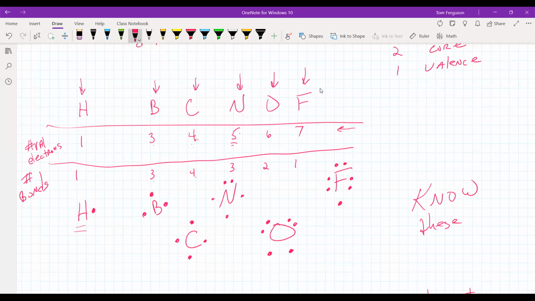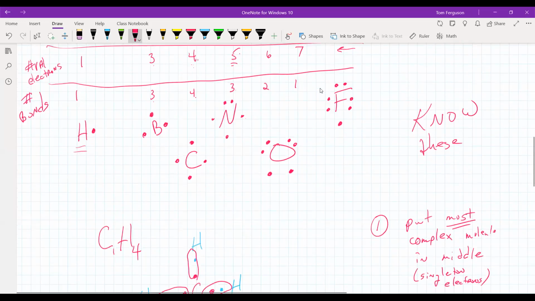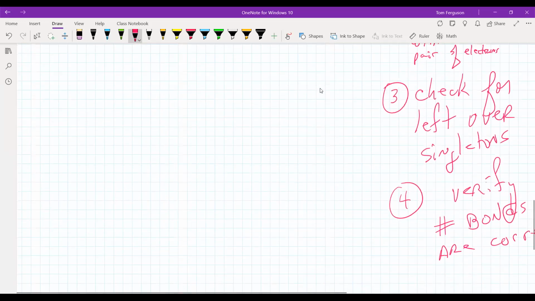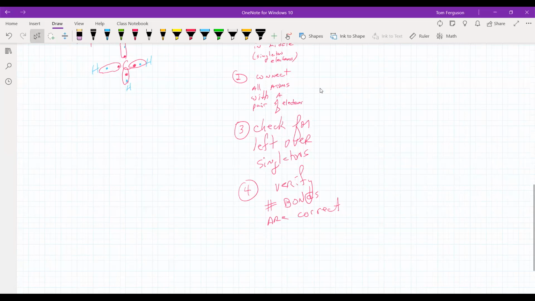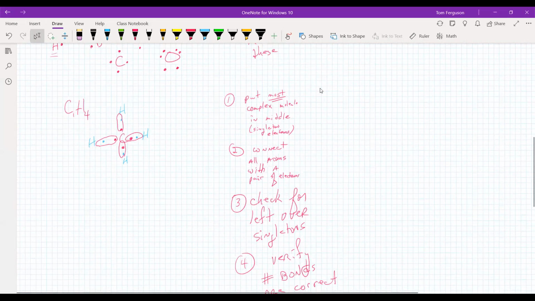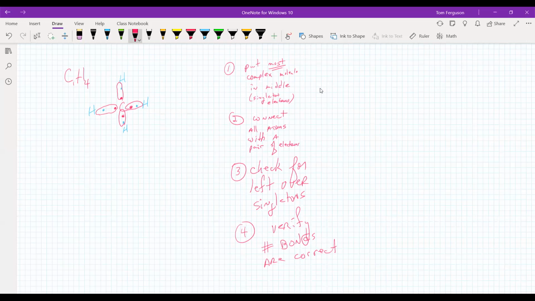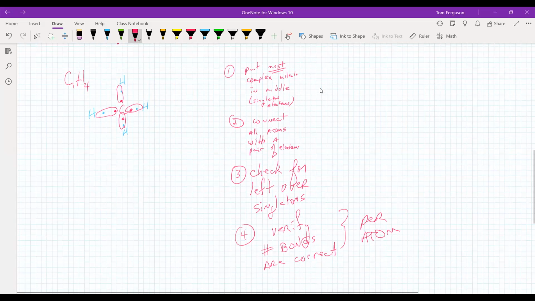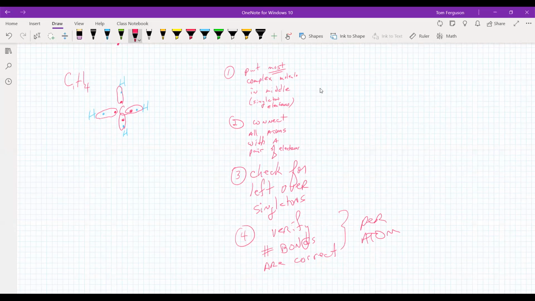Thank you. Now, that's important because now we need to go down here. I'm going to verify the number of bonds are correct for each atom, and this is per atom. So let's go back up here now.